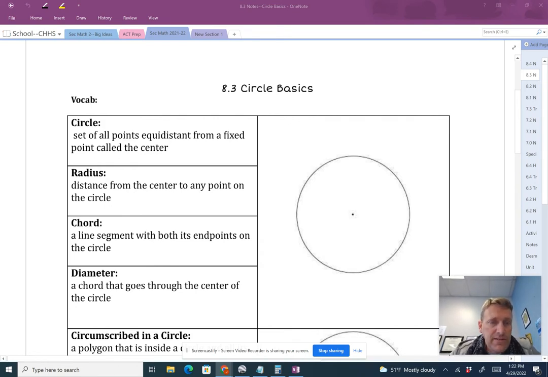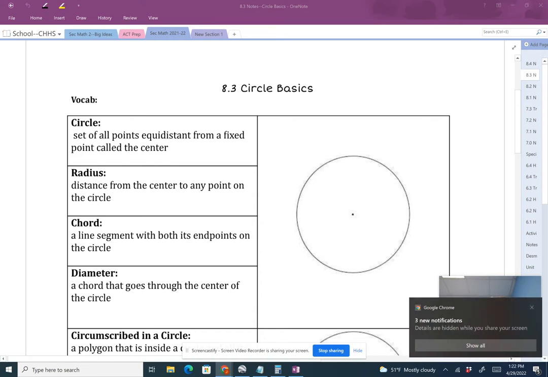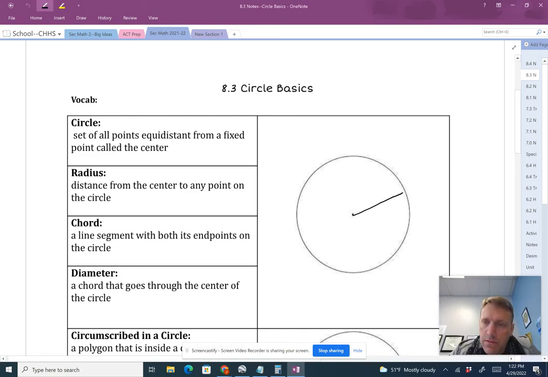Which leads us to the next definition. The radius is the distance from the center to any point on the circle. So you might mark it like this. This distance we would call the radius. Also, usually we use the variable r to show that it could be any number there.